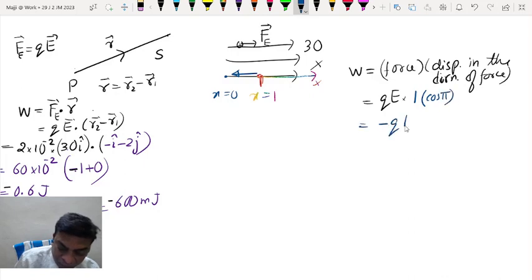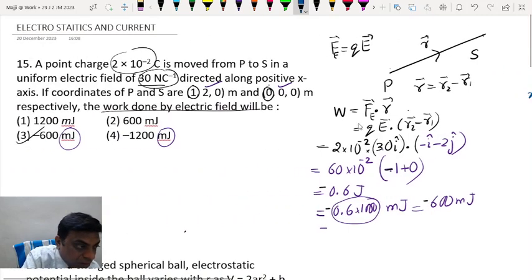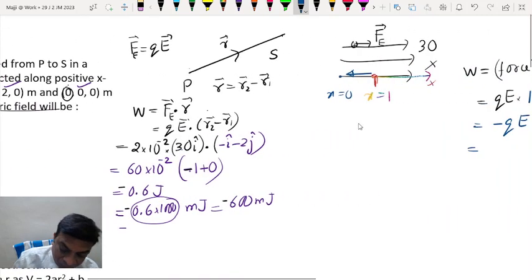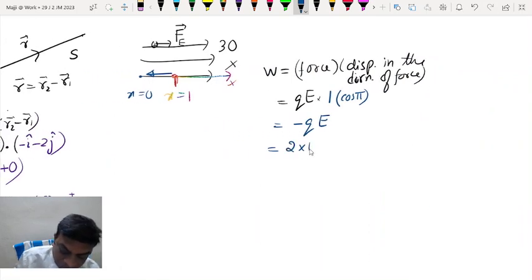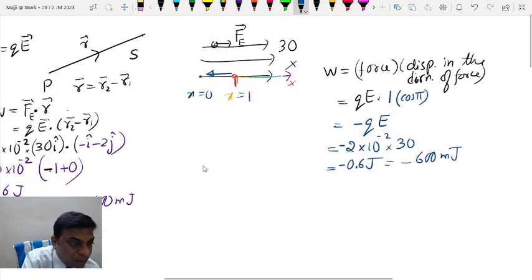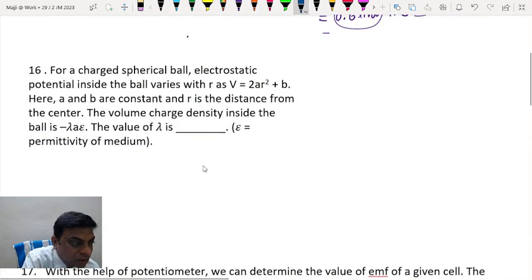So minus QE. Q is how much? Charge is given as 2 into 10 power minus 2, and electric field is 30. So you have minus 0.6 joule, which is minus 600 millijoule. This also you can calculate. Moving on to the next question.